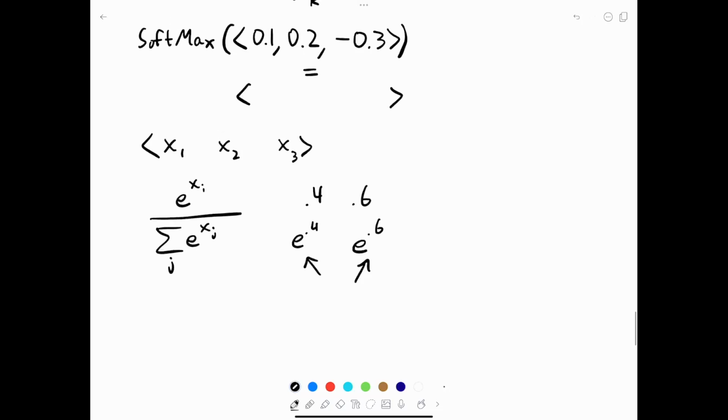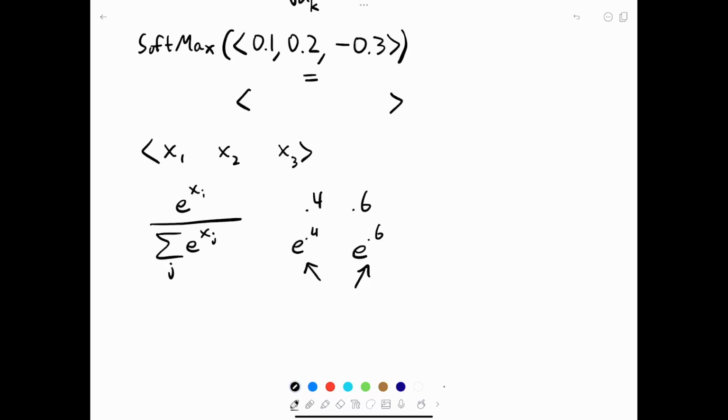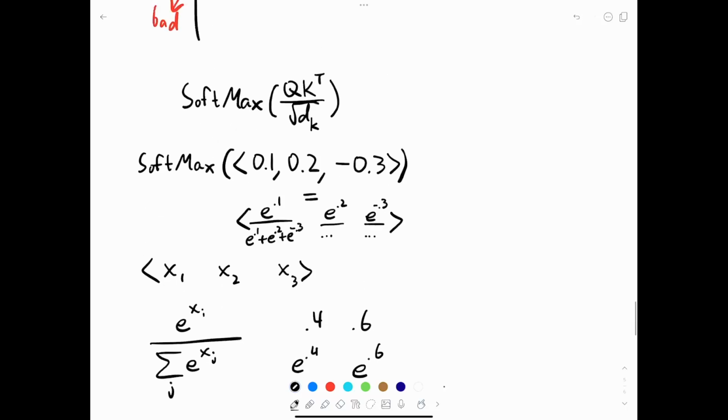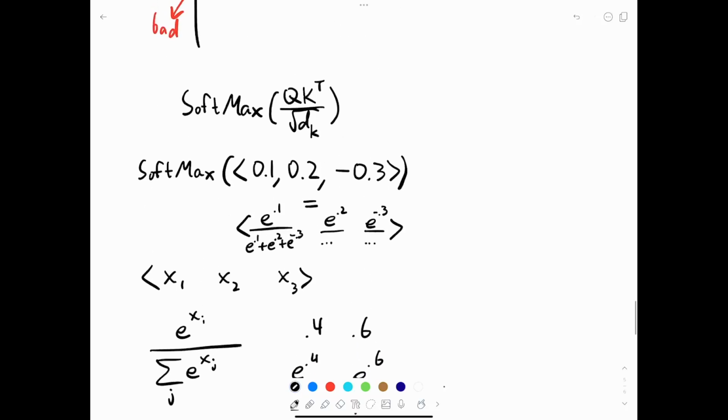Okay, so here's the softmax operation. The output of this vector will be e to the power of 0.1 over the sum of e to the power of 0.1 plus e to the power of 0.2 plus e to the power of negative 0.3. And same for this vector, and same for this element. Okay, so that's the softmax.